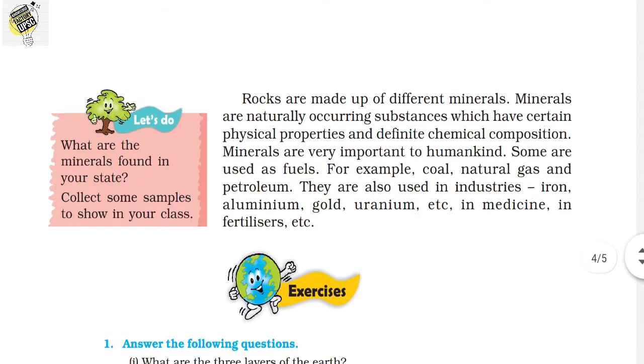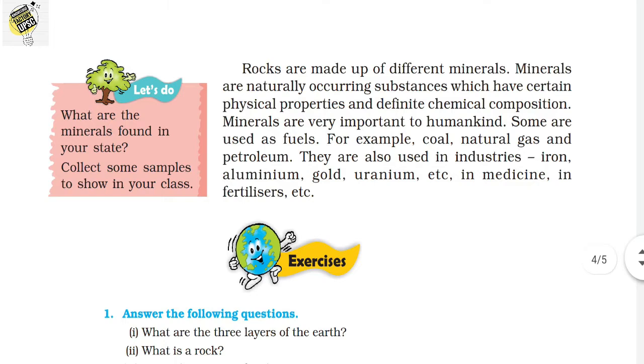We are moving towards the end of this chapter. The rocks are made up of different minerals, and minerals are naturally occurring substances which have certain physical properties and a definite chemical composition. So the rocks are made up of different types of minerals.